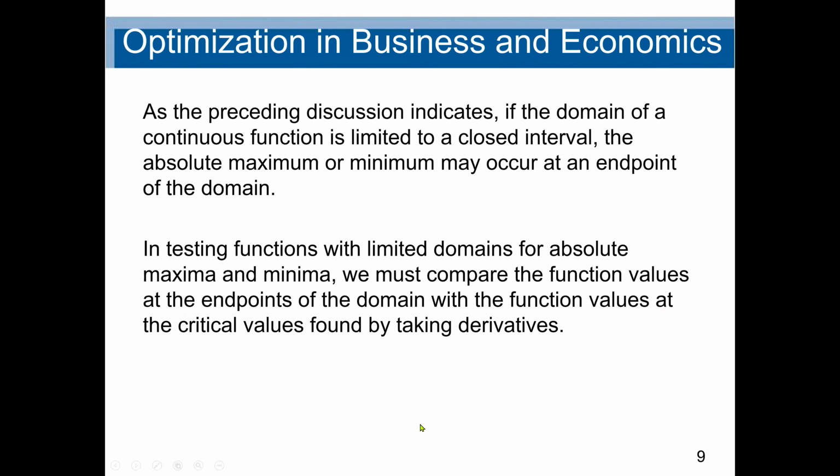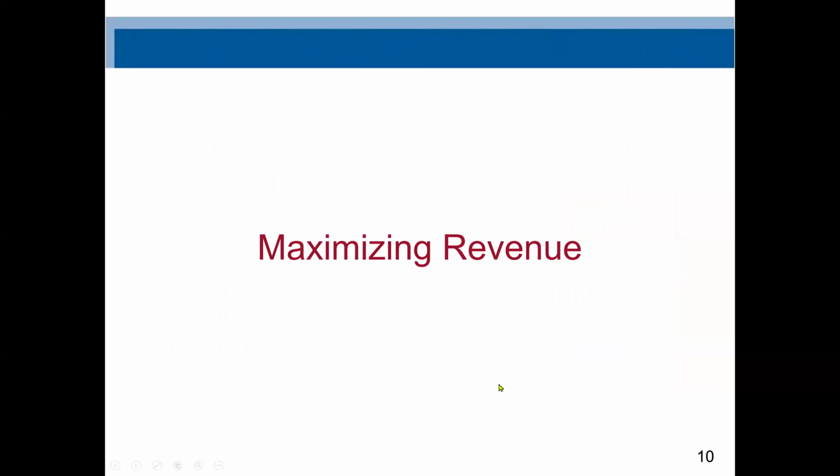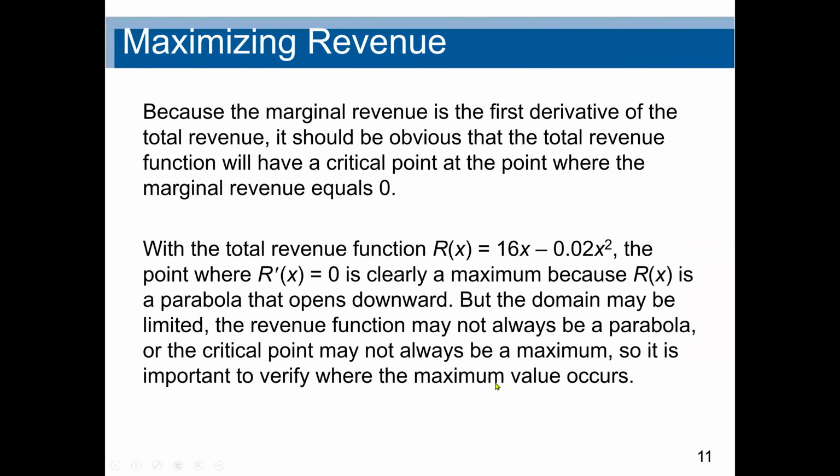So again, let's go straight to an example, then hopefully that may help us. So we have a revenue function, and we want to maximize the revenue. I'm not going to read the whole question, but we know the total revenue function is R(x) = 16x - 0.02x squared. Now, the point where the first derivative of R(x) equals 0 is clearly the maximum, because R(x) is a parabola that points downward.